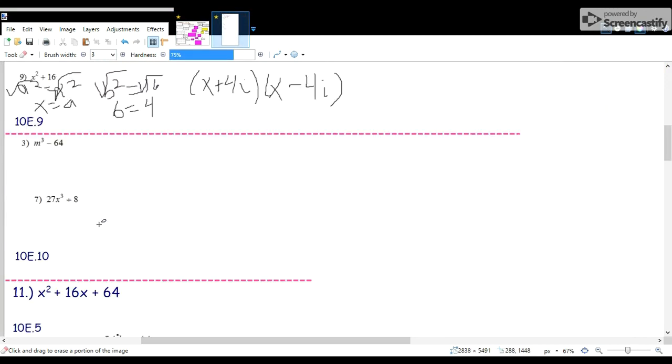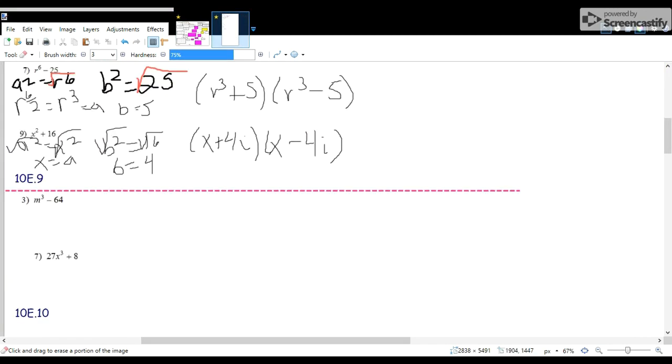Okay, so let's look at page 10. These are some difference and sums of cubes. So we have m cubed minus 64. So first we need to identify a cubed and b cubed. A cubed is going to be m to the third power. B cubed is 64. Now to find a and b, we need to take the cube roots of both of these.